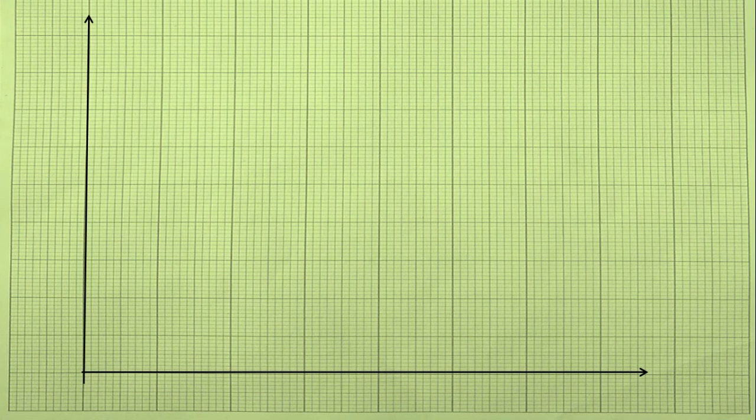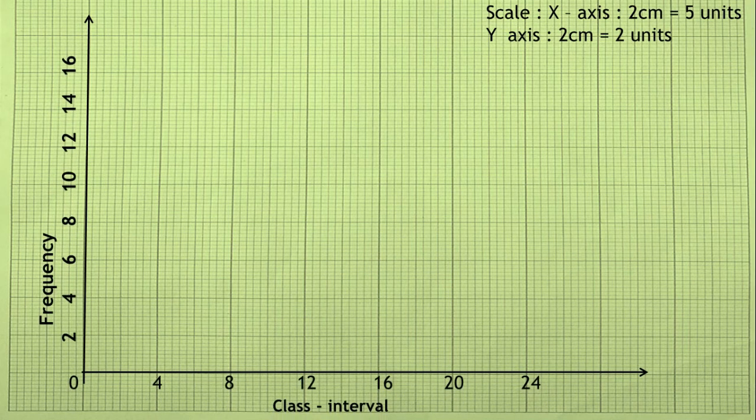Use your graph sheet, mark down the x-axis and y-axis. Fix the scale on the x-axis equal to the size of the class interval. Size of the class interval is 0 to 4. If you count from 0 to 4 including 0 and 4, the size is 5. And the least value of the frequency is 4 and the greatest value is 15. Hence we can fix the scale of the y-axis as 2 cm is equal to 2 units.